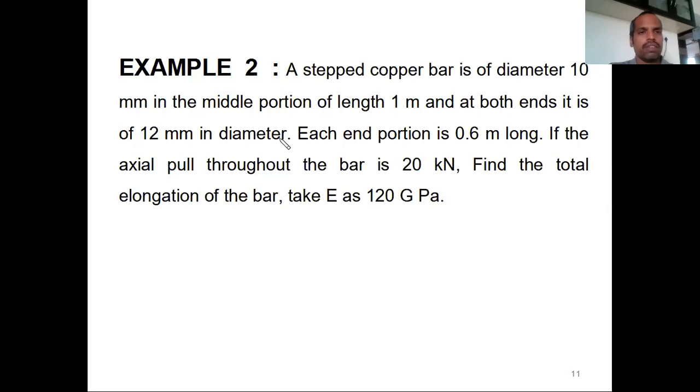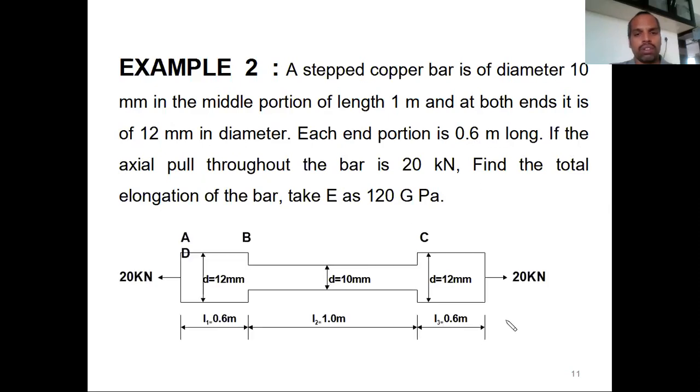Now let us see one example problem on how to calculate this. A stepped copper bar is of diameter 10 mm in the middle portion of length 1 meter, and both ends are 12 mm in diameter. Each end portion is 0.6 meters long. If the axial pull throughout the bar is 20 kilonewtons, find the total elongation of the bar. Right, so this is the given problem. What we need is the total elongation.